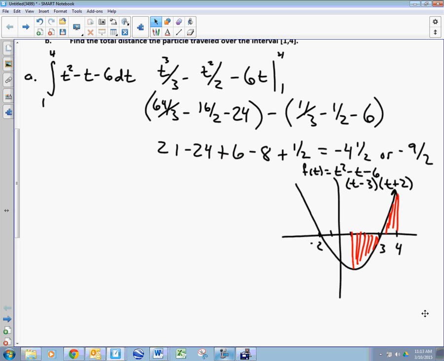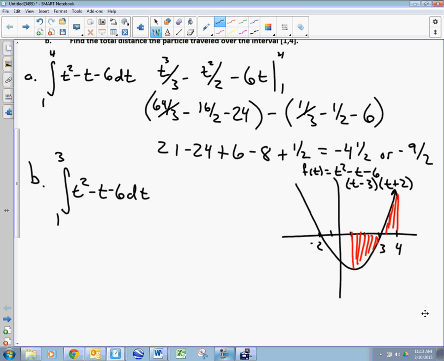Does it make sense that when you combine these together, you'll come up with a negative value? Okay, so what I need to do is this. I need to count this as positive. So I'm going to divide this up into two integrals. I'm going to take the integral from 1 to what? 1 to 3 of t squared minus t minus 6 dt.